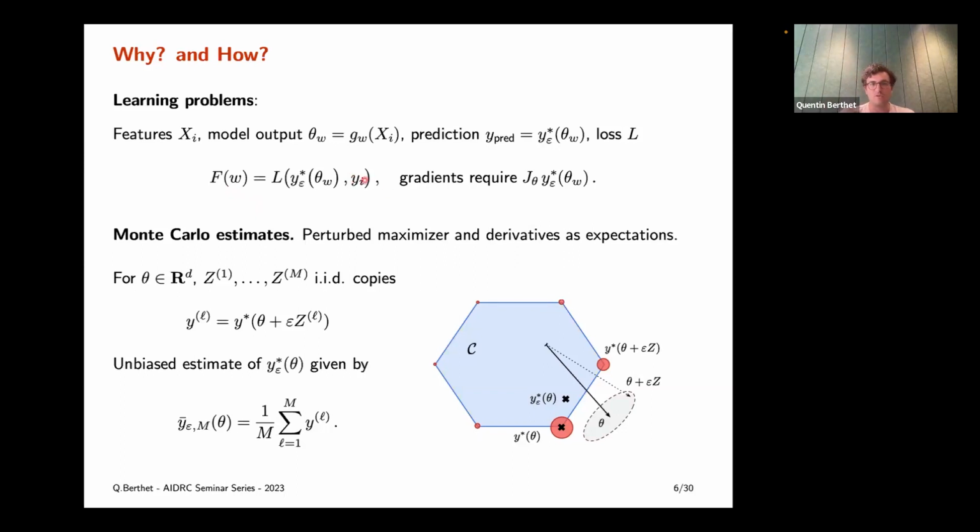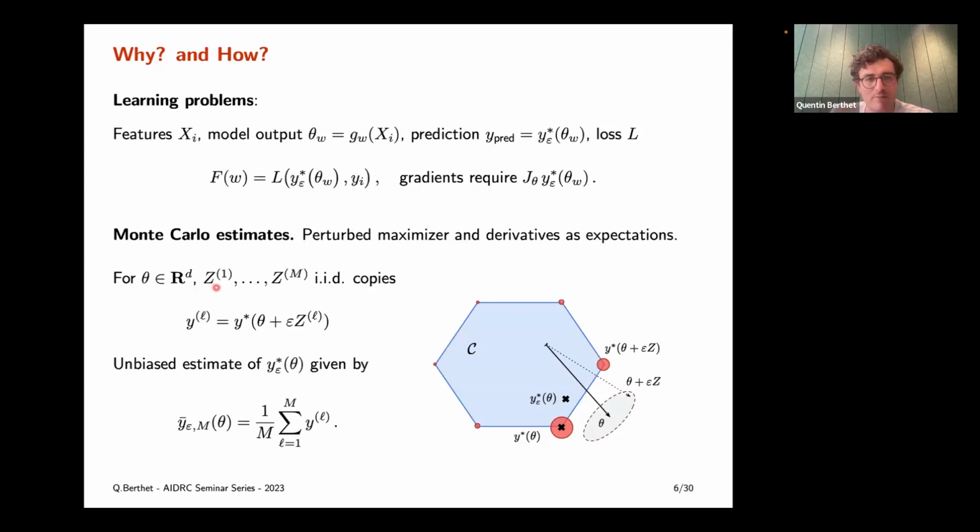When you're doing this, you need to compute gradients, and these gradients require computing the Jacobian, the first-order derivative of this soft optimizer as a function of the weights theta. The nice thing, as I said, is that in order to compute this value and its derivative as well, you can do it with expectations. At least to compute the value, the one thing you have to do is take some theta, the theta where you're trying to compute the value.